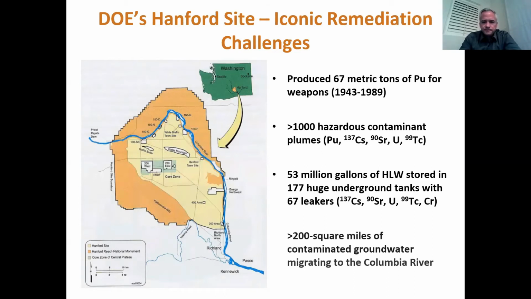clean up. That also equates now to what has been estimated to be about 200 square miles of contaminated groundwater in the Hanford territory, which is migrating to the Columbia River, which is shown in the map. It's a major river in the Pacific Northwest that also runs by Portland.